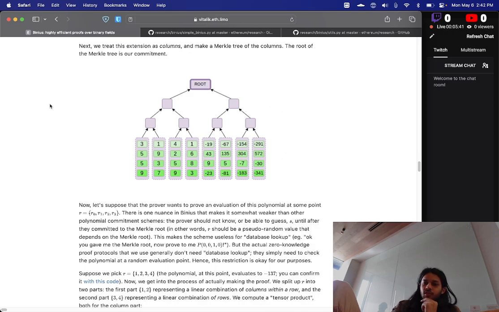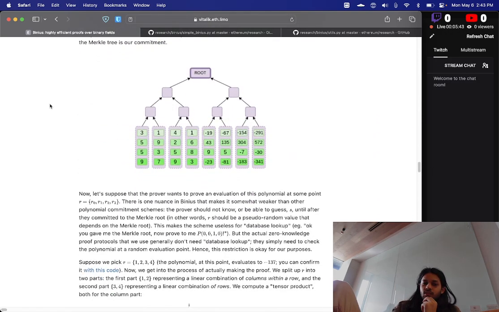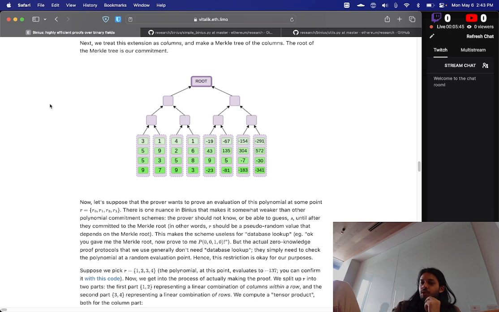Well, I'm confused. It says in the simple Binius that the prover should not be able to know or be able to guess S. That's supposed to say R, after they make the Merkle tree. Let me check.